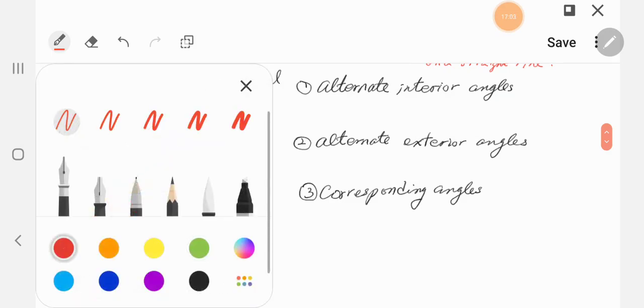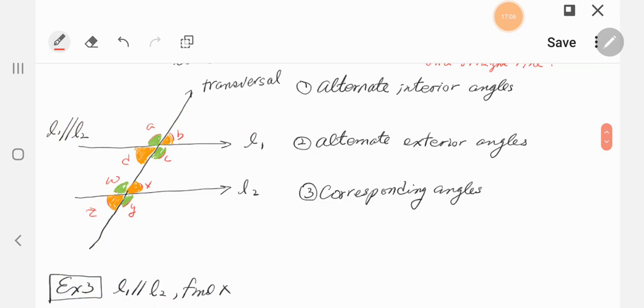Alternate interior angles. Okay, alternate interior angles means those are the angles inside line 1 and line 2. So inside line 1 and line 2 are C, D, X, W, right? And alternate means one is on the left hand side, another one is on the right hand side. So on different side. So in this case, alternate interior angles is angle D. Angle D should be equal to what? They are angle D and angle X. So these two angles are same. They are alternate interior angles. And there's another one, angle C and angle W. So these two angles are same angles. We call it alternate interior angles.